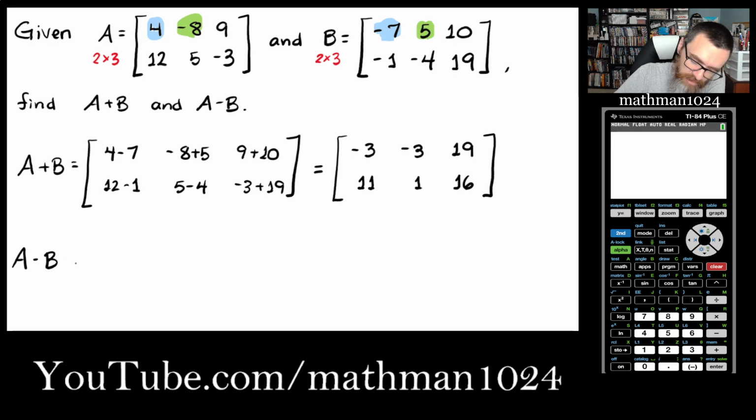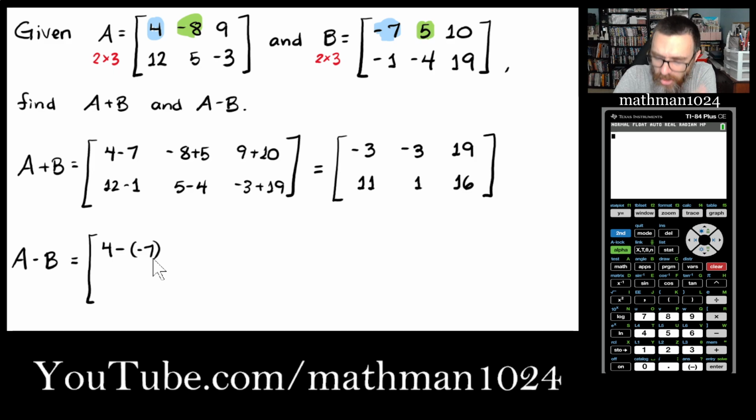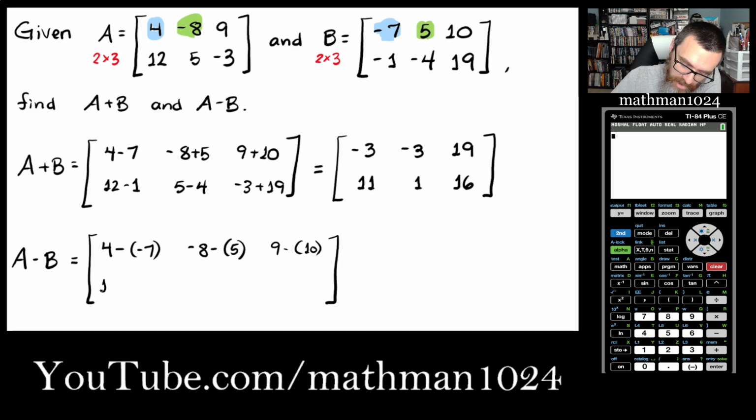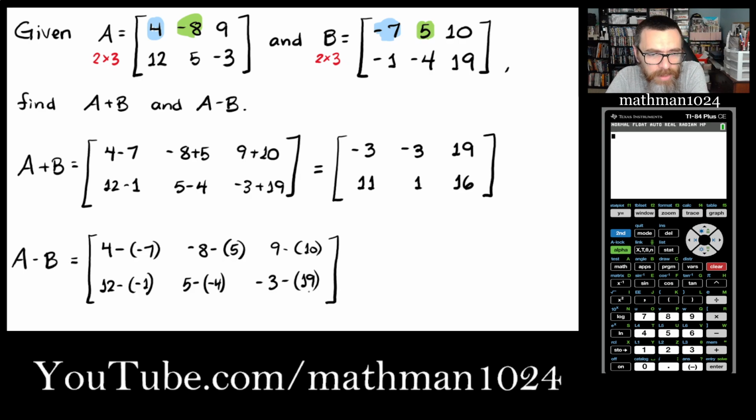If I do subtraction, of course we know that with subtraction, order is important. So if I do the first entry minus the second entry, use parentheses for the subtraction so that you are good with your signs. And then we would have negative 8 minus 5, 9 minus 10. Then we would have 12 minus negative 1, 5 minus negative 4, negative 3 minus 19. Again, pay attention to how I'm using the parentheses so I don't make some kind of careless mistake, which I'm very prone to making careless mistakes.